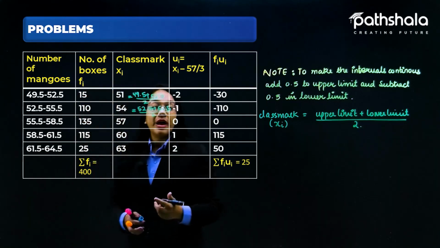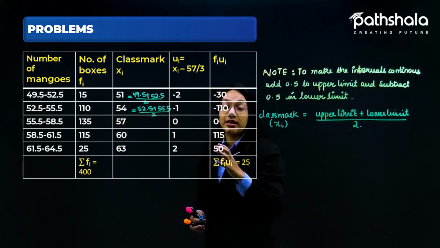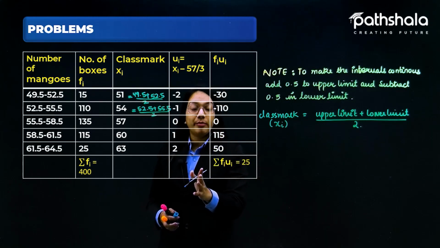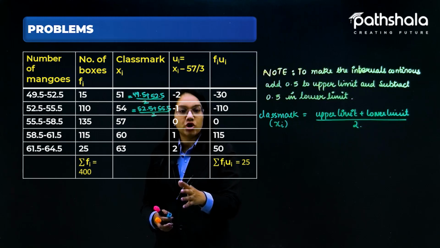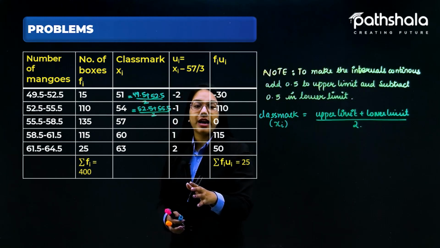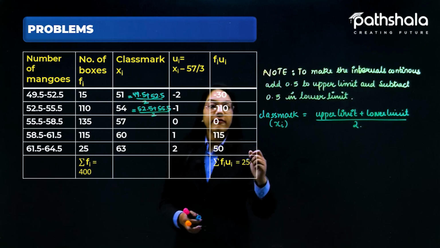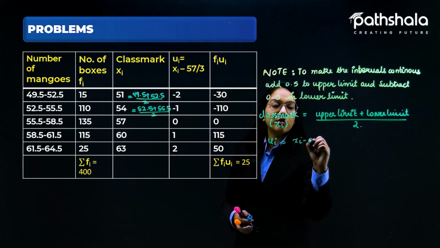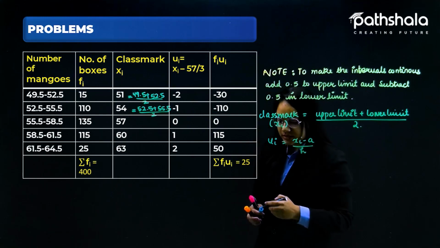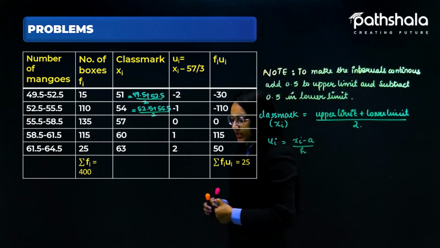The next column would be the column of ui. You can also make a column of the deviation, because di is xi minus A, but here we are finding ui directly. So ui is xi minus A divided by h, where A is called the assumed mean. So what is the assumed mean?